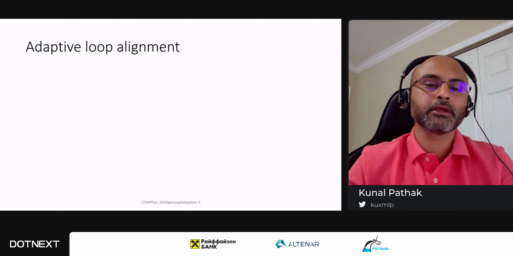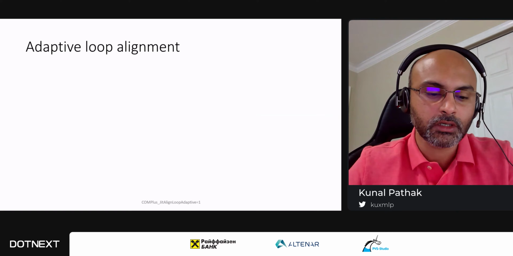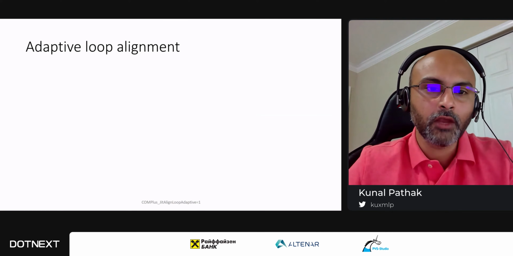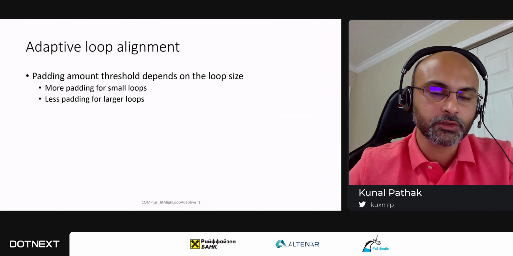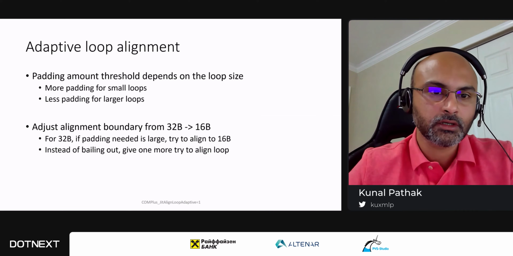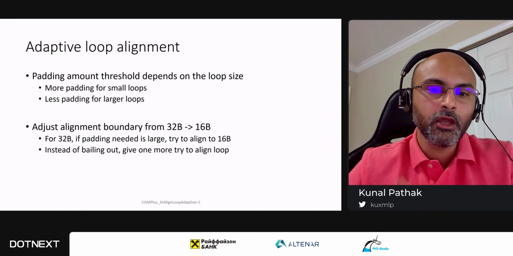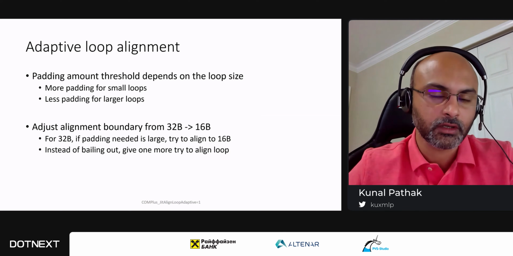So we started thinking about how we can improve that aspect to overcome those drawbacks. We came up with an algorithm called adaptive loop alignment. What it does is basically add the padding depending on the size of the loop. So for the smaller loops, it will try to add more padding, but as the loop size increases, the padding will shrink little by little. The next thing that it does in the adaptiveness is, if it sees that a loop can't be aligned at the 32 byte boundary because of the loop size constraint, it will try to align the loop to the 16 byte boundary instead of just giving up.